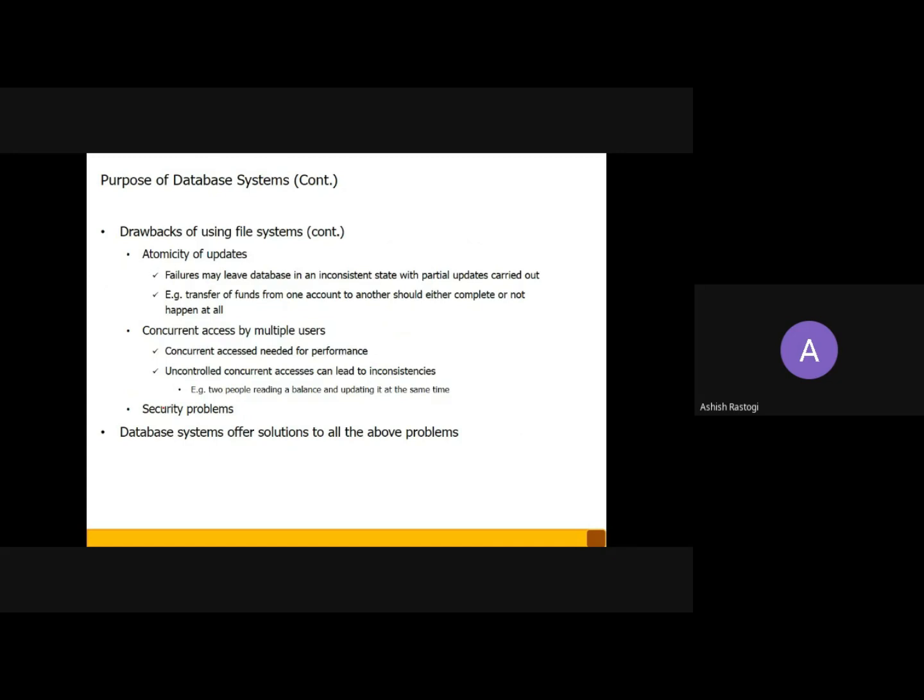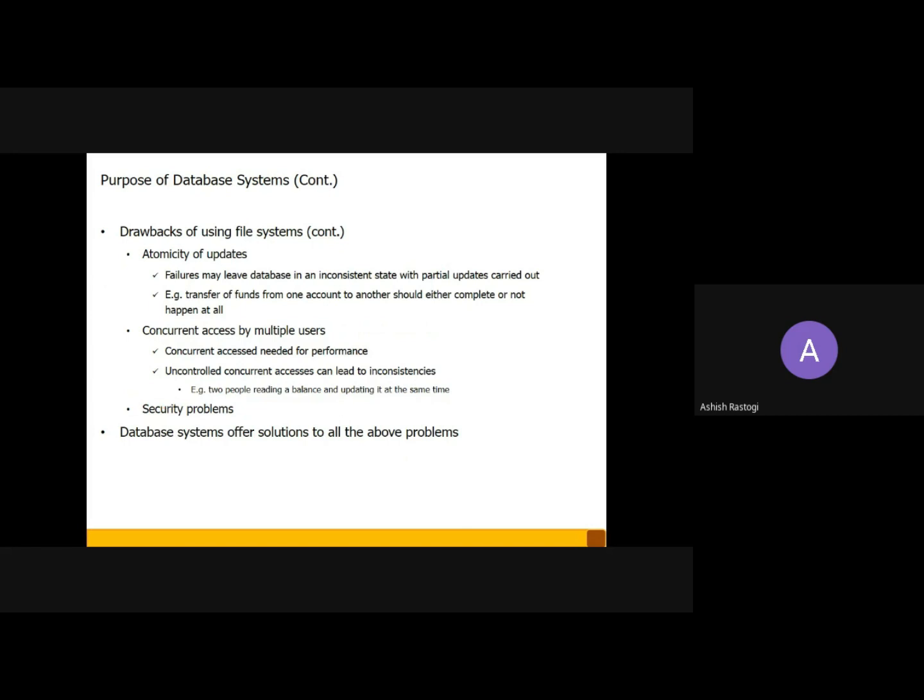Next is the atomicity of updates. Atomicity of updates means that in the database, a transaction either completes fully or does not happen at all. There are no partial updates. Suppose you are performing a transaction, like sending 100 rupees to your friend. There are two operations: one is the debit from your account, and the other is the credit to your friend's account. But suppose the amount is debited from your account but not credited to your friend's account, then what will happen?